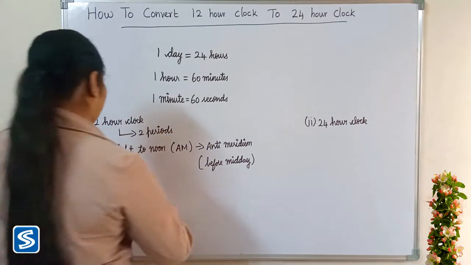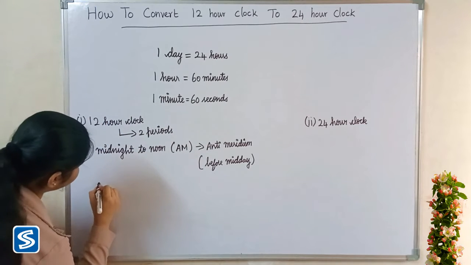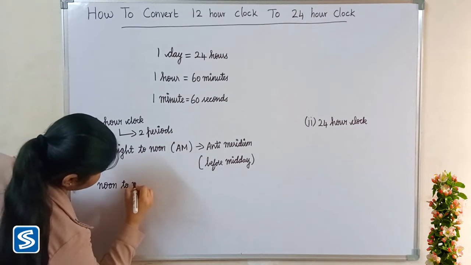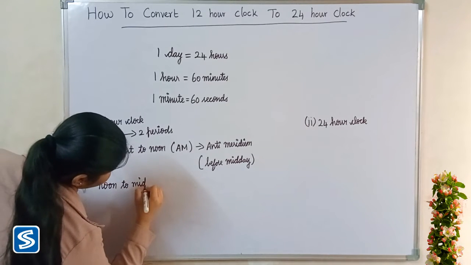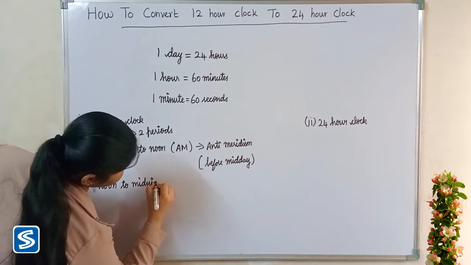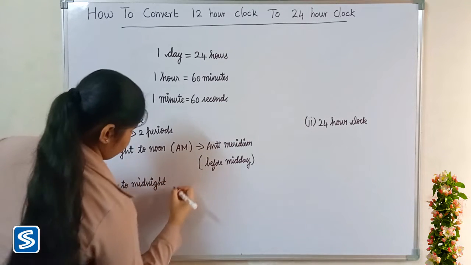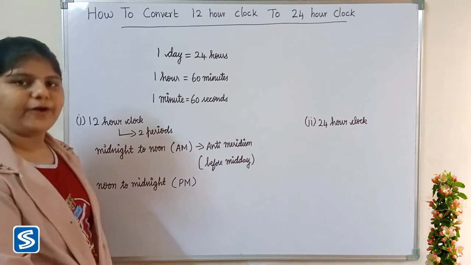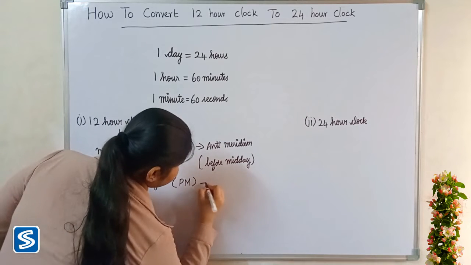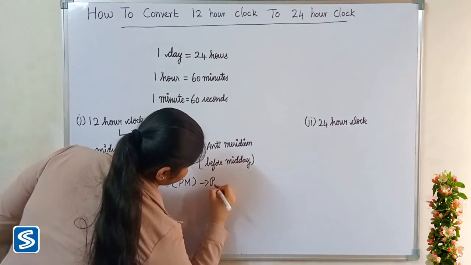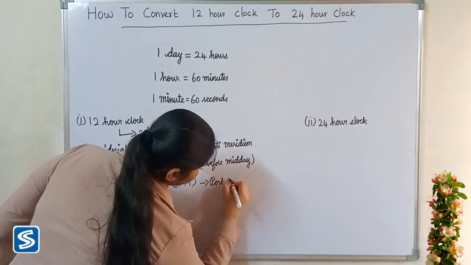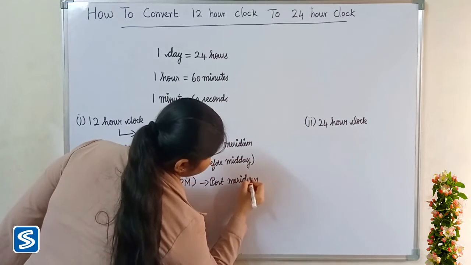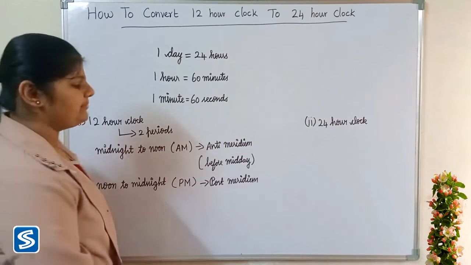In the second period, the time runs from noon to midnight. That is PM. PM stands for post meridian. That is after midday.